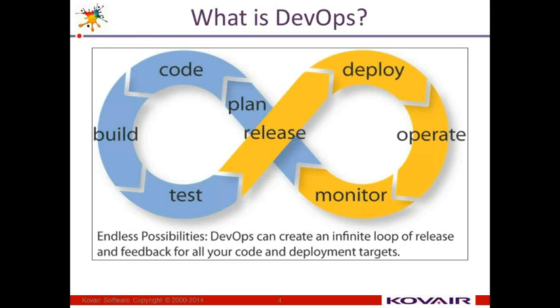So as you can see on the screen, the infinite loop which starts with plan, code, build, test, and then moves on to the next cycle of release, deploy, operate, and then monitor. This is a continuous cycle, and it moves on as we implement DevOps.